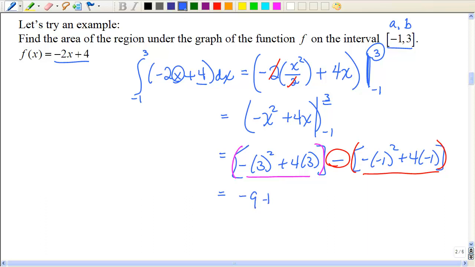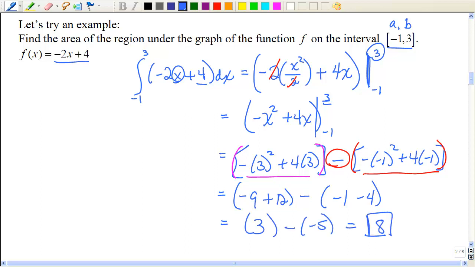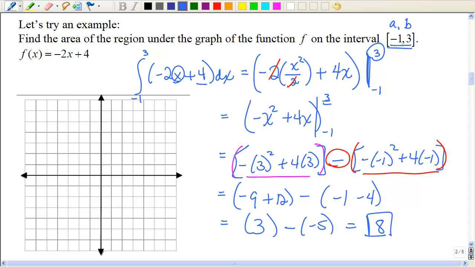So that's negative 9 plus 12. That would be negative 1 minus 4. So we have 3 minus a negative 5, 8. And so the area underneath this graph would be 8 square units. Okay, so we know that the area is 8 square units, but let's just look at a graph.